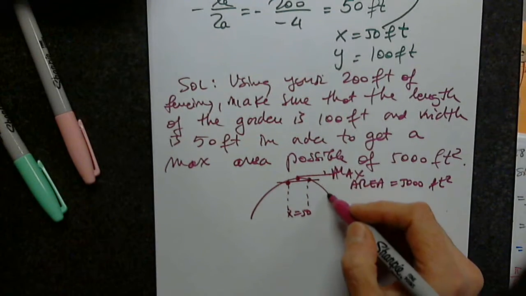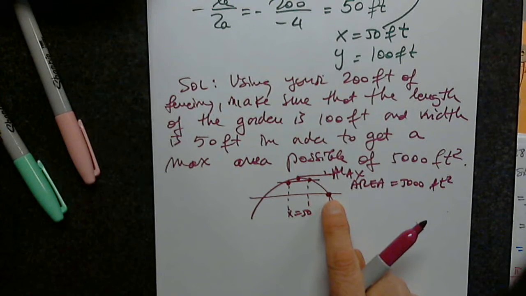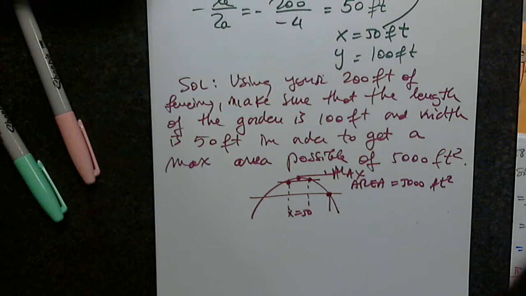If you use 55, look where your area will be. You're not going to get the maximum area unless you stay exactly where we are telling you: 50 in the width and 100 in the height. Any questions?